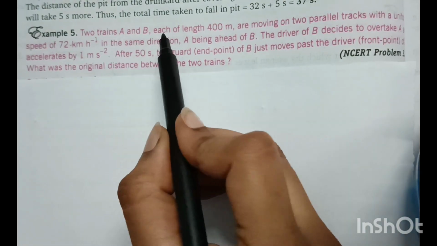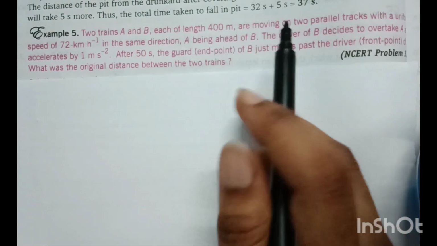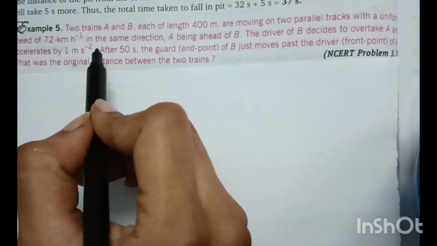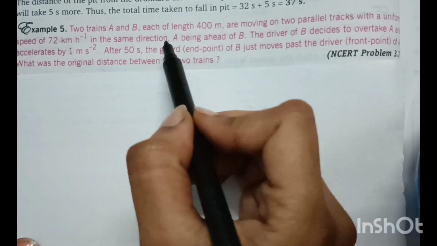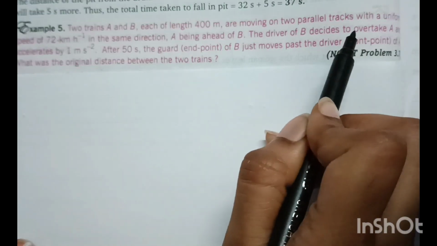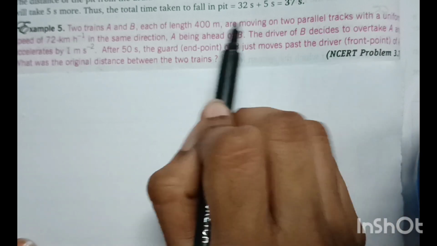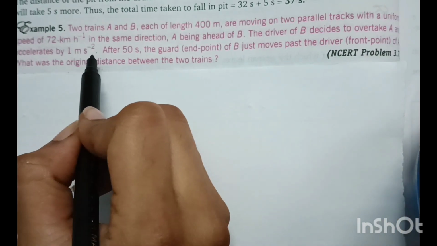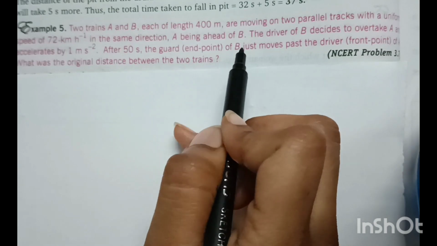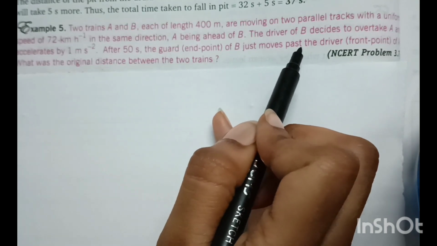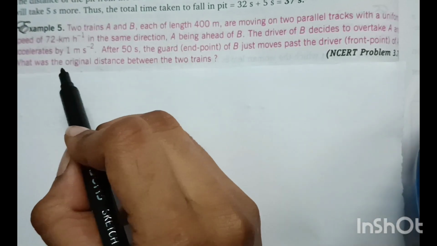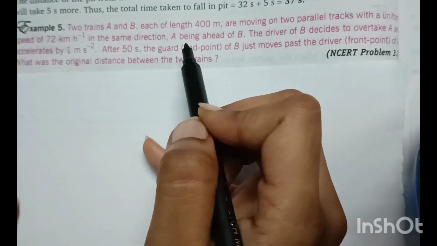Two trains A and B, each of length 400 meter, are moving on parallel tracks with a uniform speed of 72 km per hour in the same direction, A being ahead of B. The driver of B decides to overtake A and accelerates by 1 meter per second square. After 50 seconds, the guard of B just moves past the driver of A. What was the original distance between the two trains?